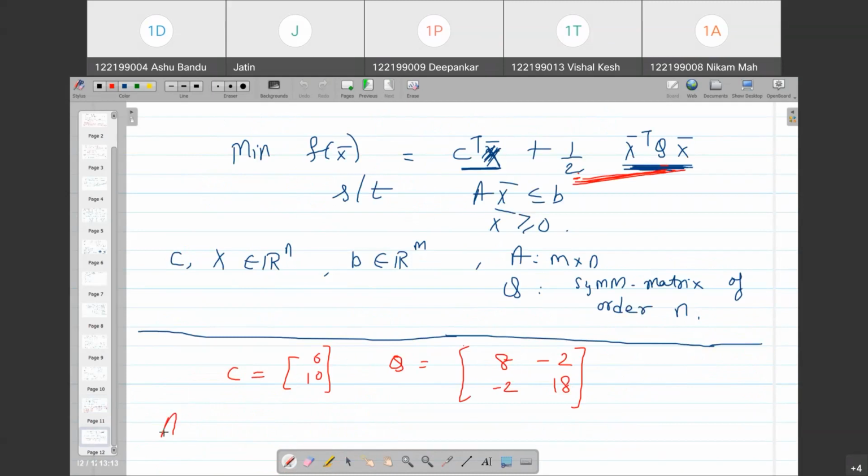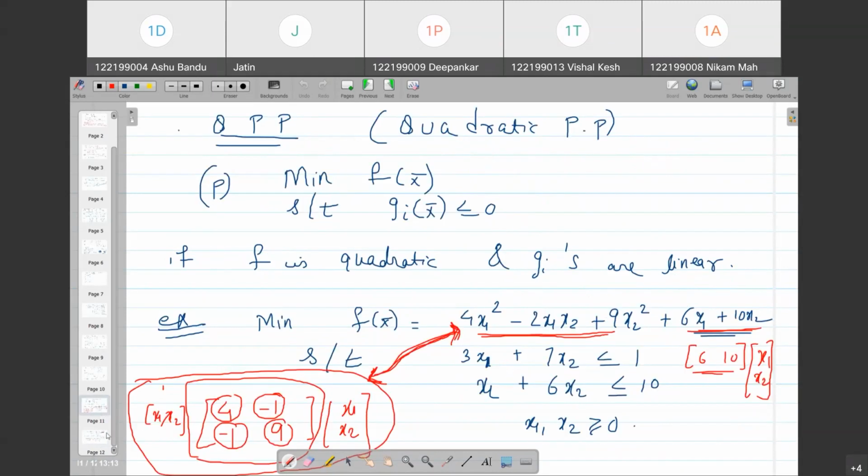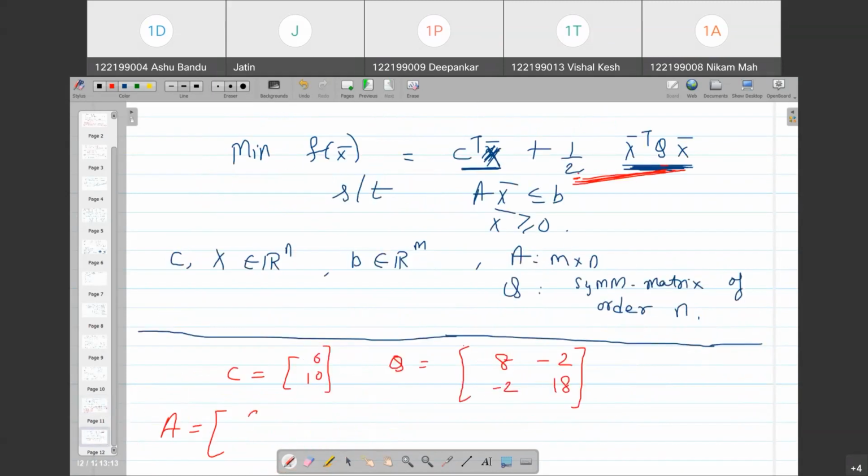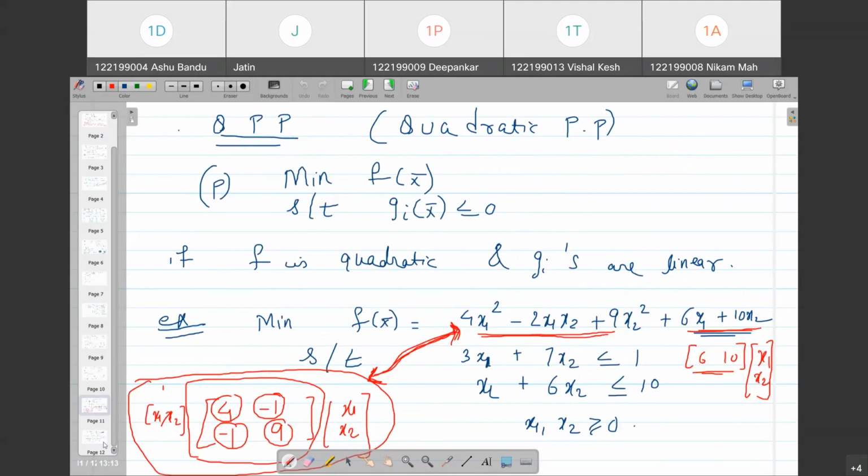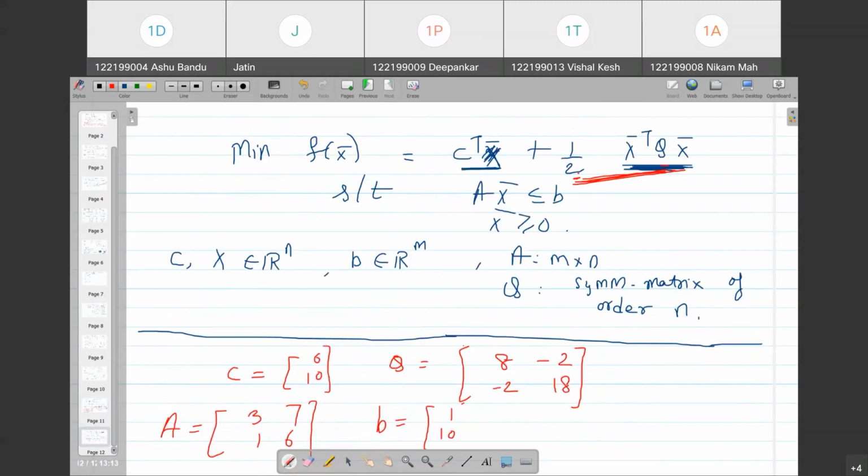What is the matrix A? It is nothing but the coefficient matrix 3, 7, 1, 6. This you already know. Your B vector is the right hand side of the inequality, which is 1 and 10. And your x bar is greater equal 0 vector. So one can always write a QPP in this form.